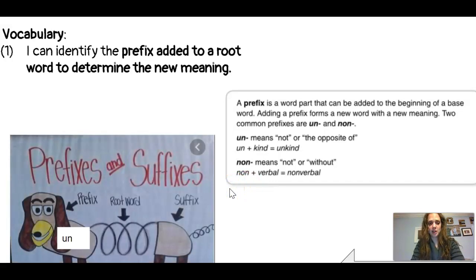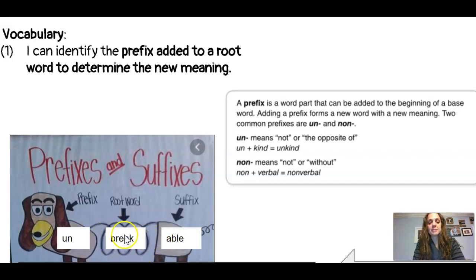Here's my favorite guy, Slinky Dog. How many times have you heard me say that? The reason I do that is because it's a visual that gets in our brain of what a root word is, what a prefix is, and what a suffix is. So here's our prefix un, which means not. Here's our root word break. And then here's our suffix able.